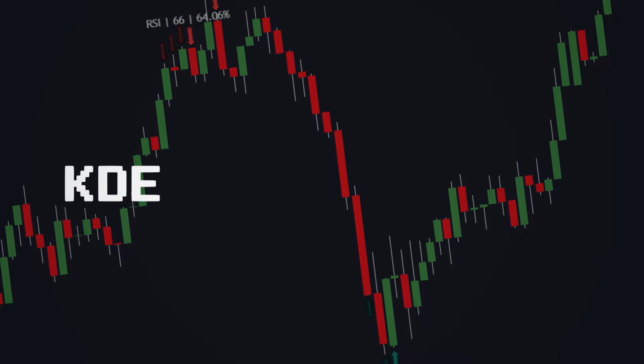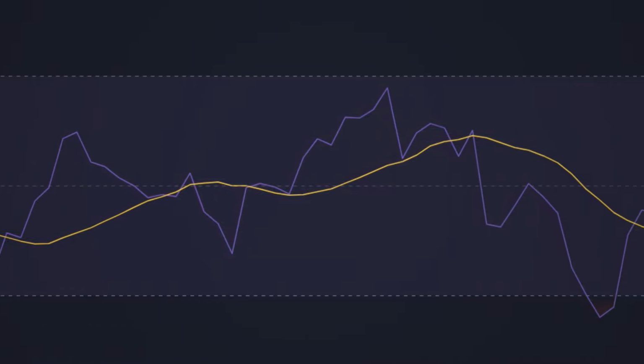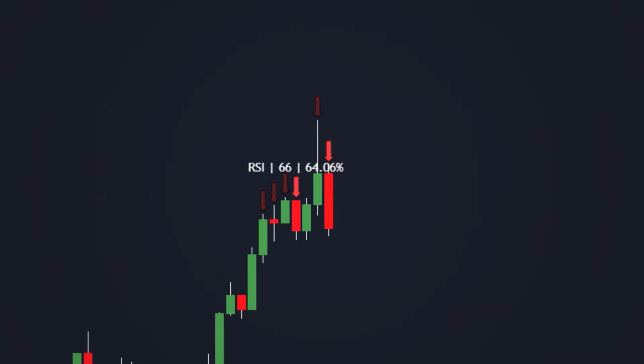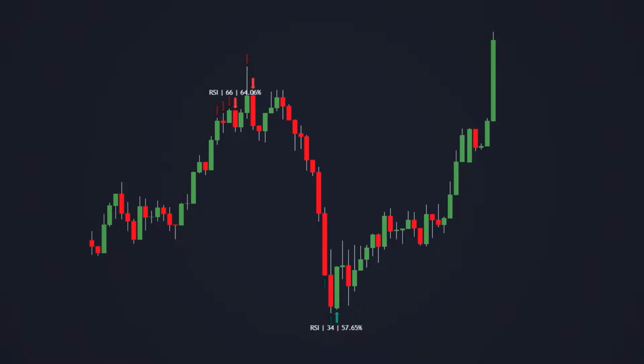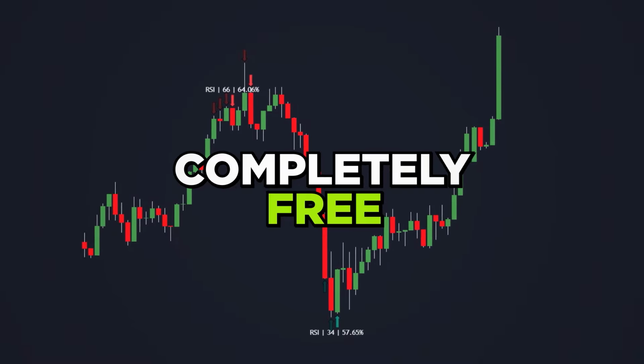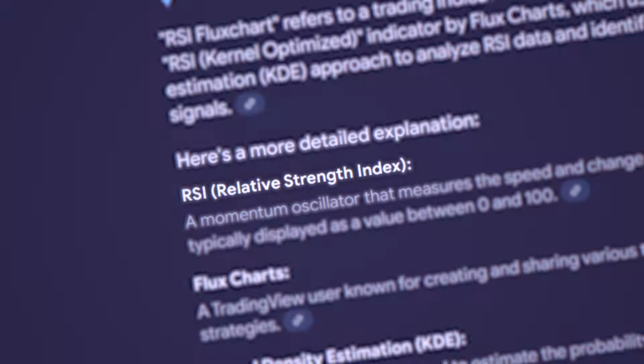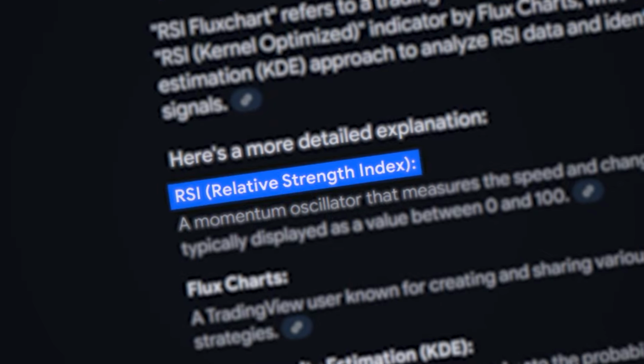It's called the KDE Optimized RSI, and no joke, it turns your RSI from a basic momentum line into something that actually predicts reversals before they happen. And the best part, it's completely free. I'll show you how it works and how to trade with it. But first, we've got to talk about the RSI you think you know.